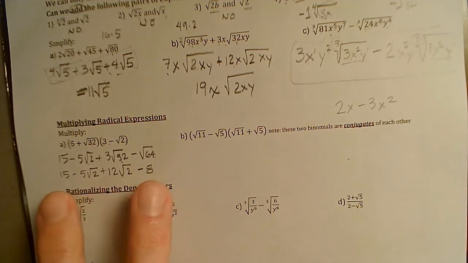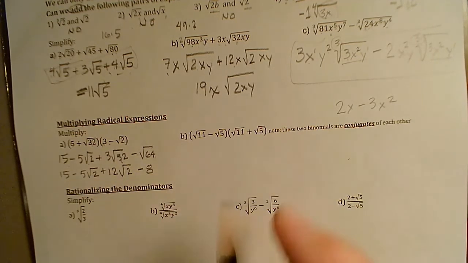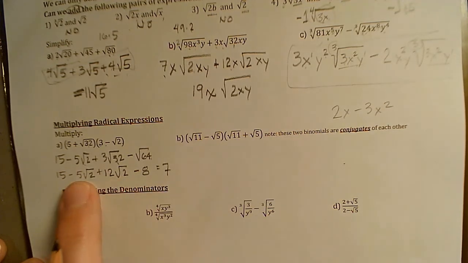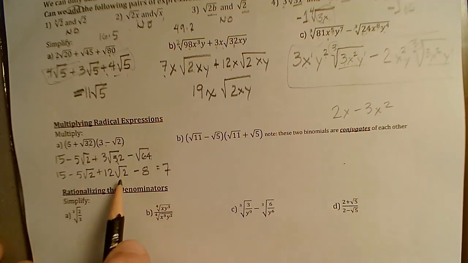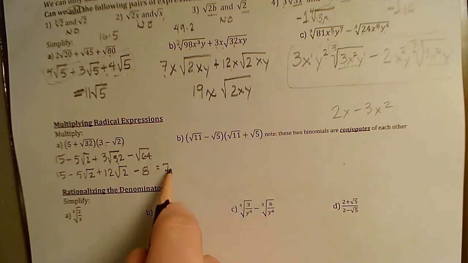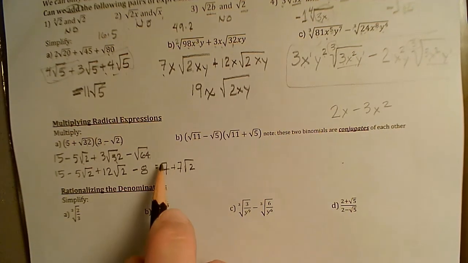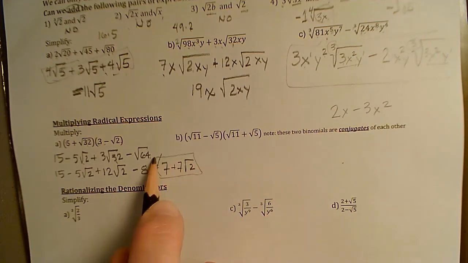So we can now combine these, right? So 15 minus 8, that's equal to 7. And these are like terms because they're the same radicand to the same index. So negative 5 plus 12, that's plus 7 square root of 2. Okay, so that's the answer for this A.